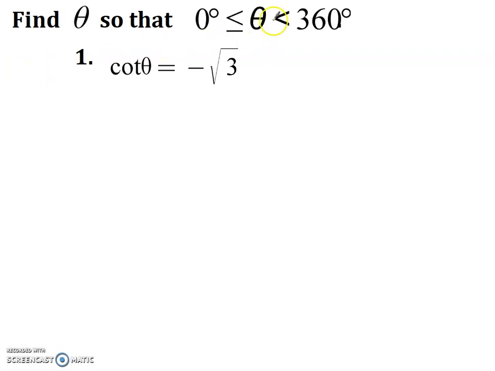Find theta, so that theta falls between 0 and 360. So including 0, not including 360. That means if the angle falls on the right side, we would say that angle measure is 0 degrees.